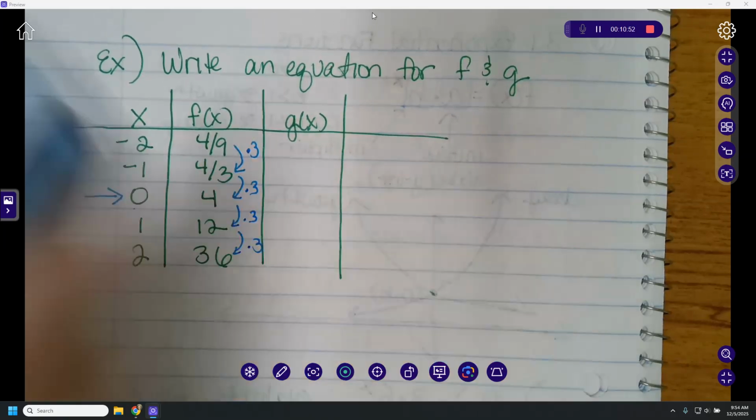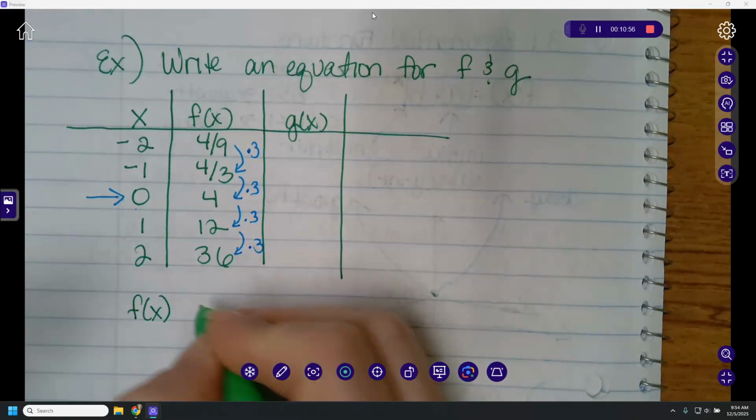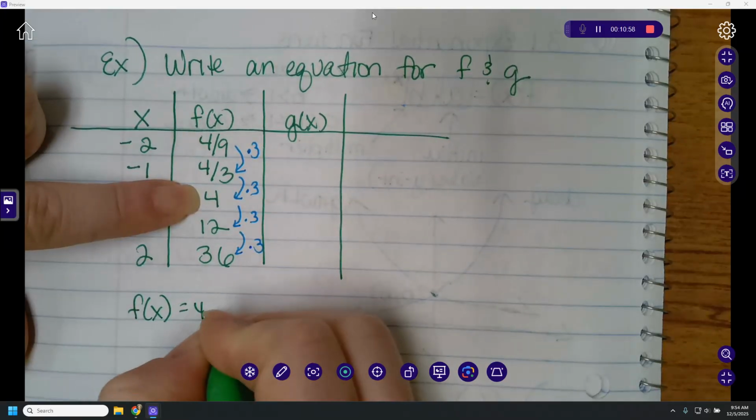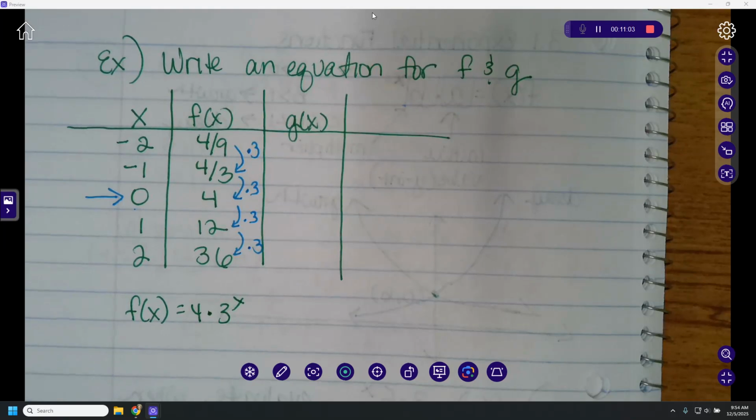Okay, so what's our equation for f then? It would be 4 times 3 to the x. By the way, is that growth or decay? That's a growth. Okay. All right.